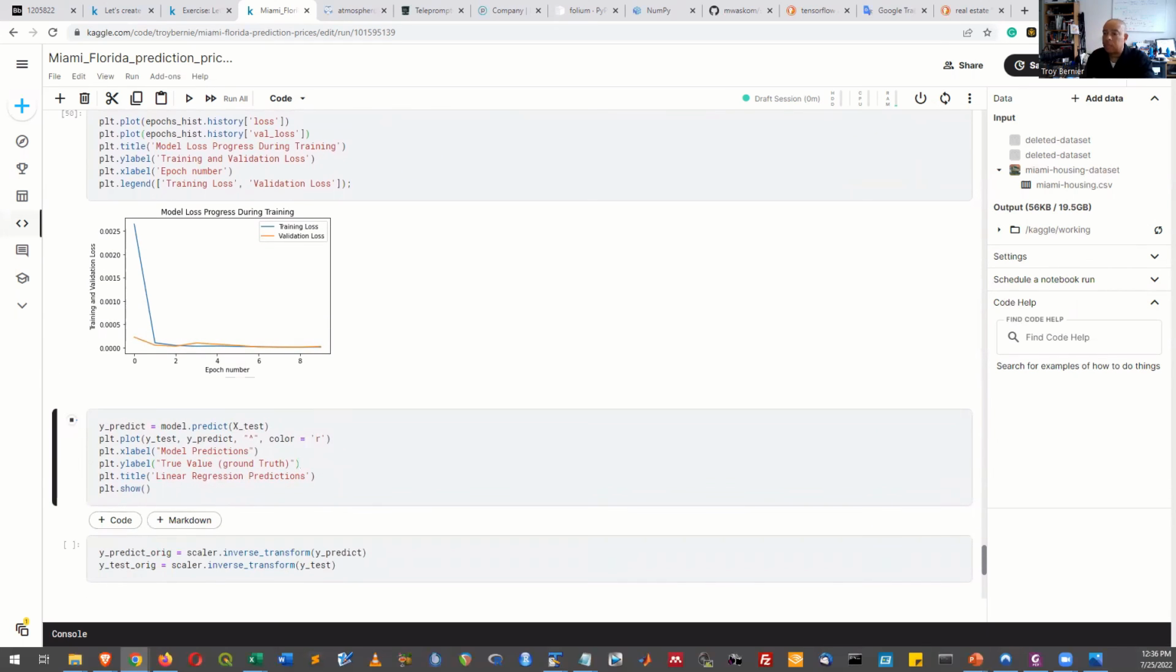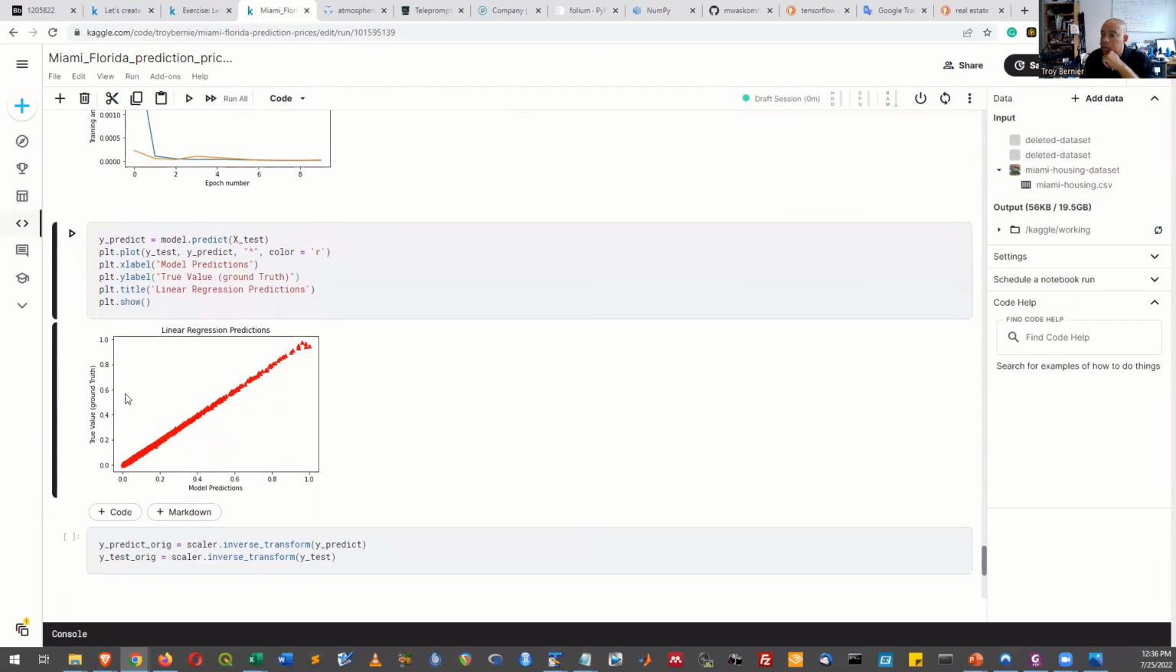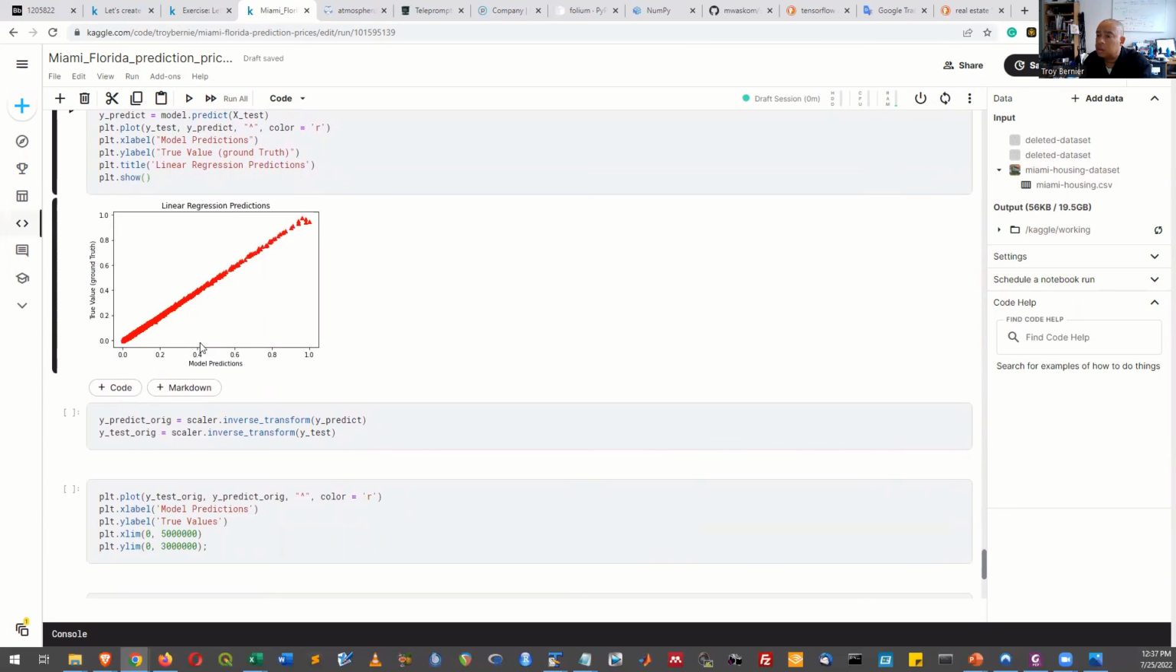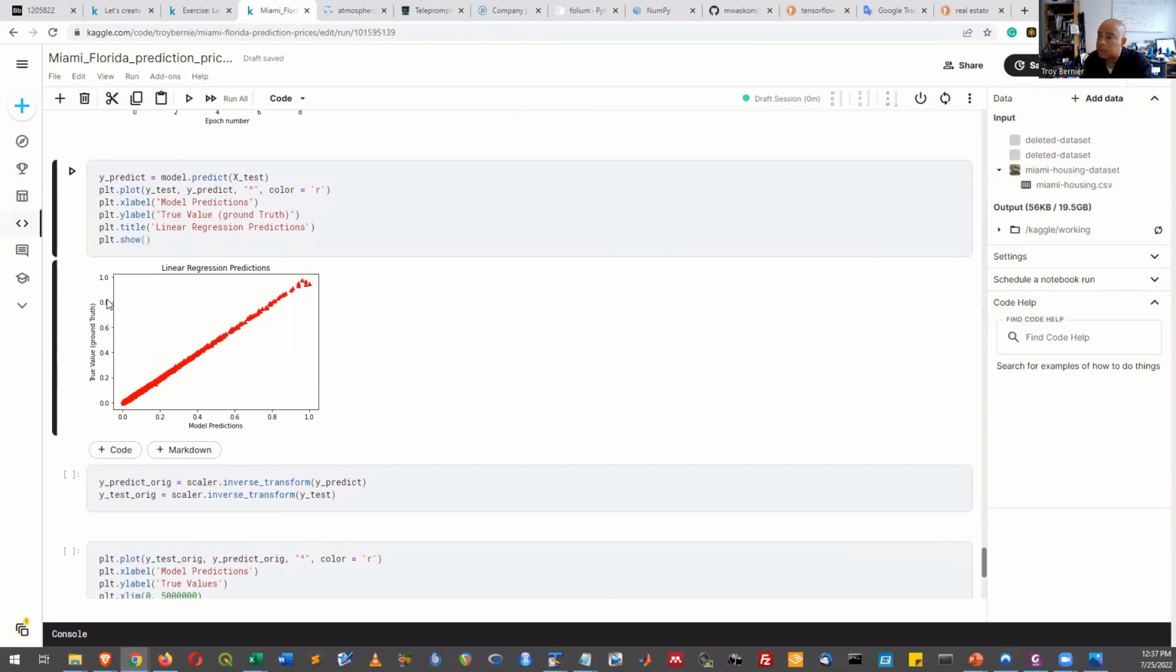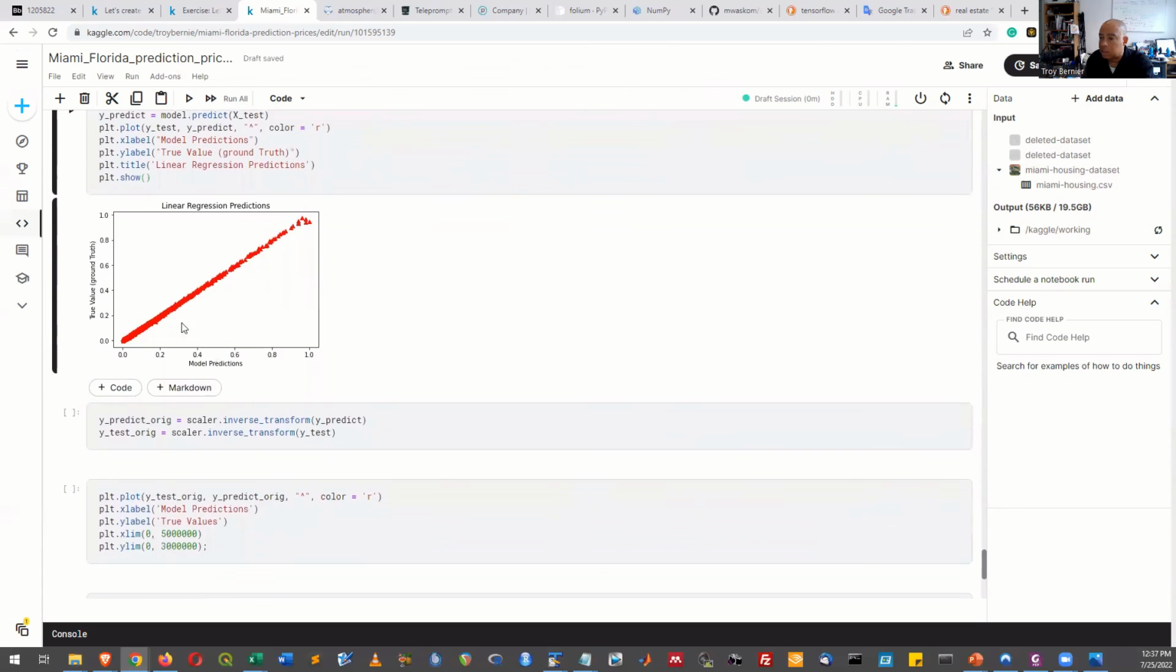Keep going. Next set. The linear regression predictions. Very good. So this is the model prediction, and this is the true value predictions. Okay, so looking at the test data now. Okay, and it predicted based on the test data. And you see that line going through there almost halfway? That's really good. That's a good degree of correlation. That's what you want to see. Next.